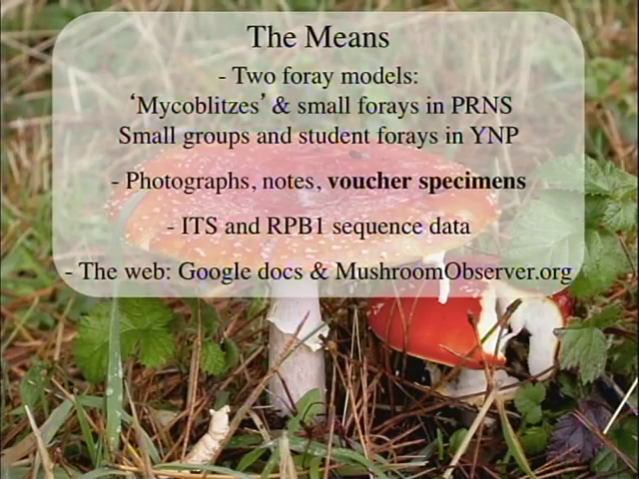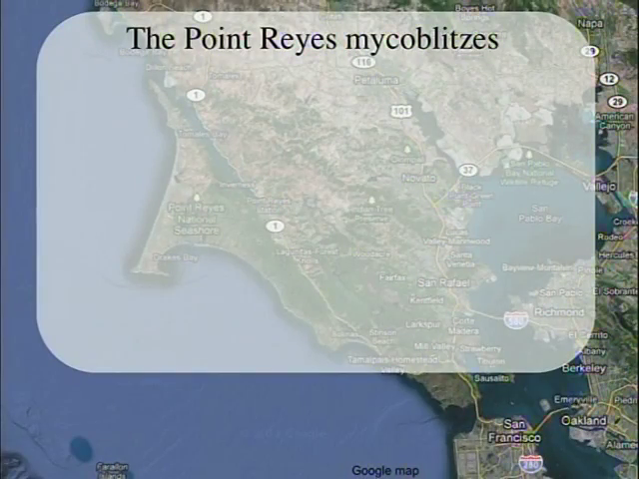So we ask people to photograph the specimens, make notes, and keep a voucher. We keep vouchers. And we also want sequence data. We are really into barcoding, getting at least ITS sequence data for as many specimens as possible, and optionally, if needed, other markers. And as I said, we want to use the web. So we use Google Docs and Mushroom Observer.